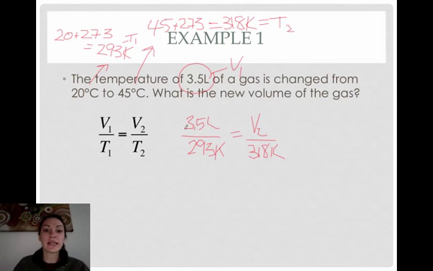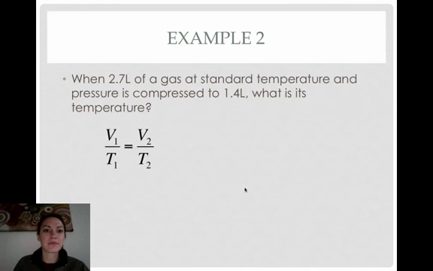My suggestion is that you simplify this half of the equation first, and then you can multiply by 318 on both sides. When you do that, you should get a volume of 3.79 liters. All right, and that is our first example.